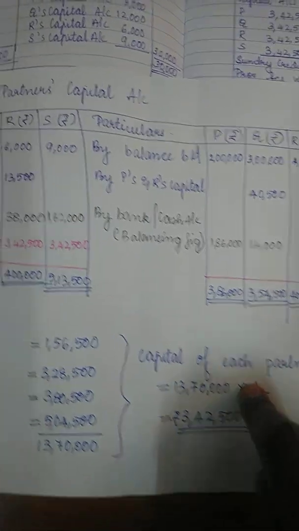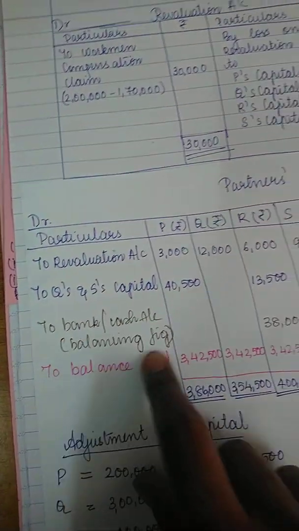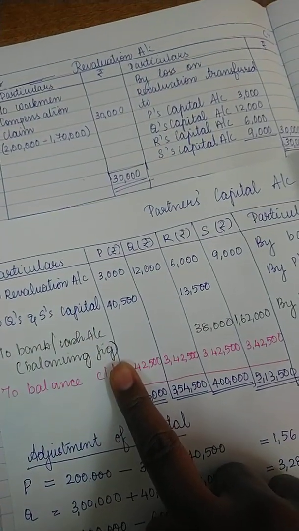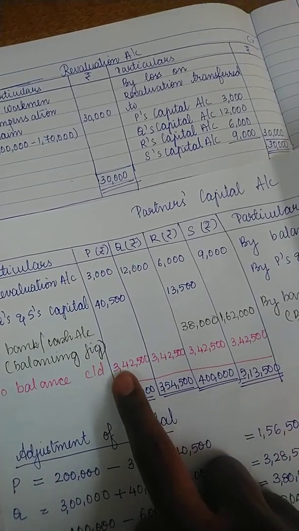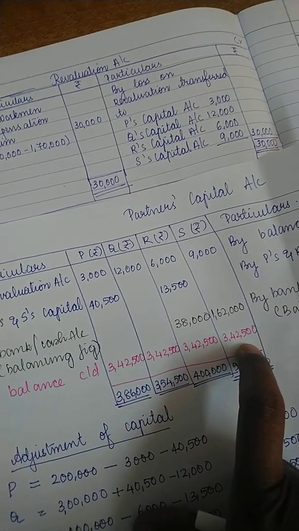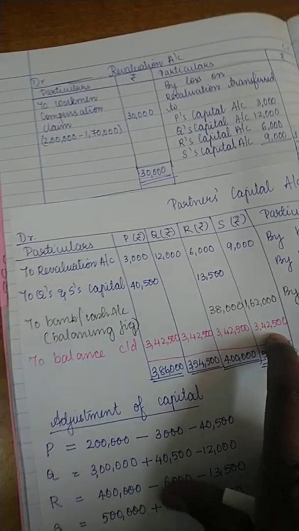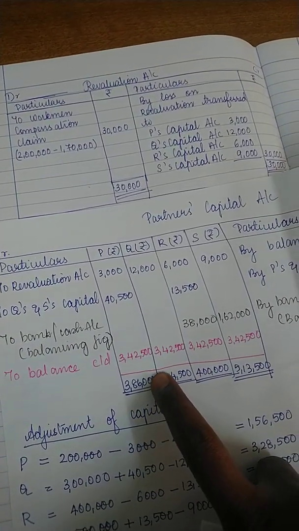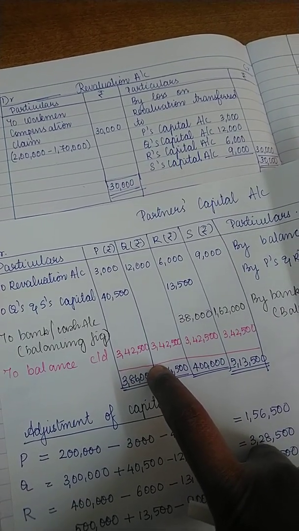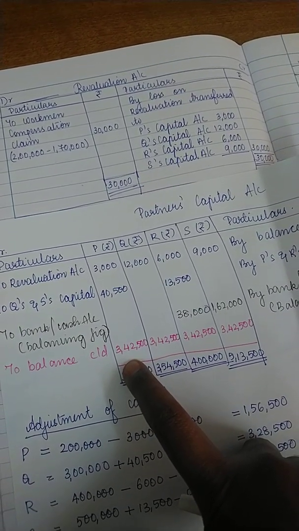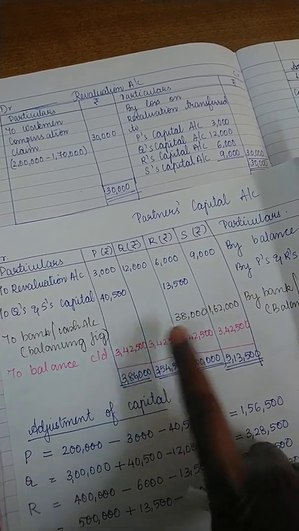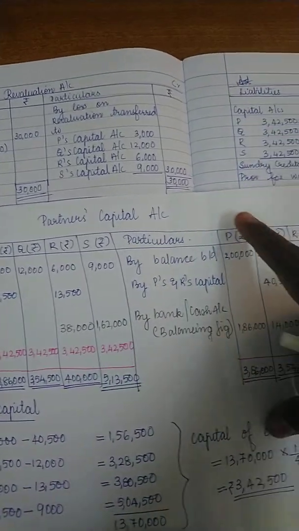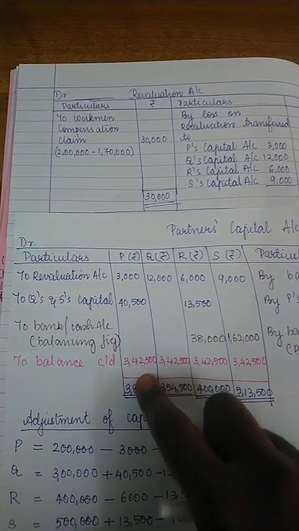First, I'm going to write this on the debit side of the partners' capital account as balance carried down. After making all the adjustments, they need to maintain their capital as 3,42,500. So the closing capital balance is not the balancing figure; we have to find out the closing capital balance. Then I should write it here. So I wrote 3,52,500. Now I should balance the account. How to balance? P, I should balance here.